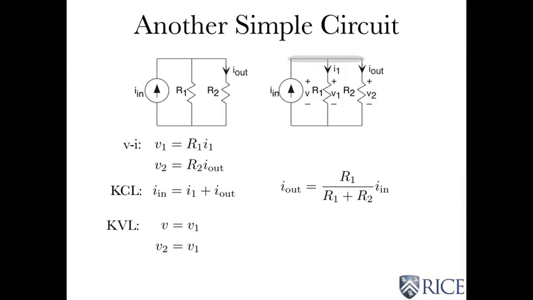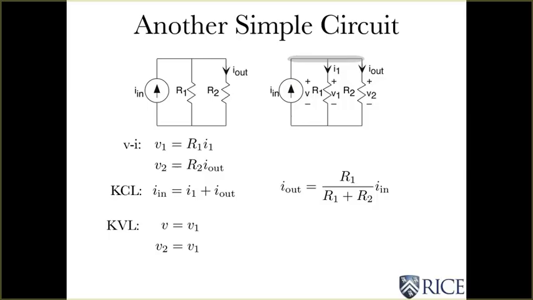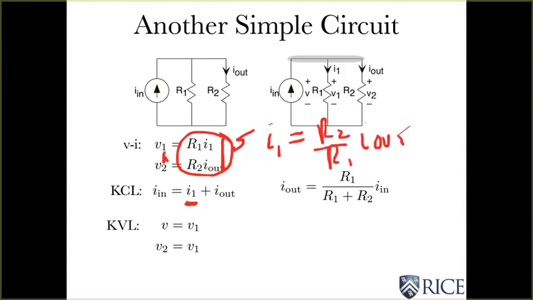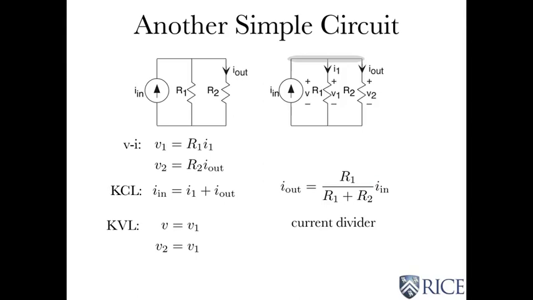And the way you do that is by looking at this set of equations here, the VI relations. Because these two voltages are equal, these two quantities are equal, and I can substitute for I1 in this equation by solving this set for I1. What I get is I1 is equal to R2 over R1 times I_out. And if I substitute that in there and solve, I will get this result. And this is known as current divider, as you might expect.